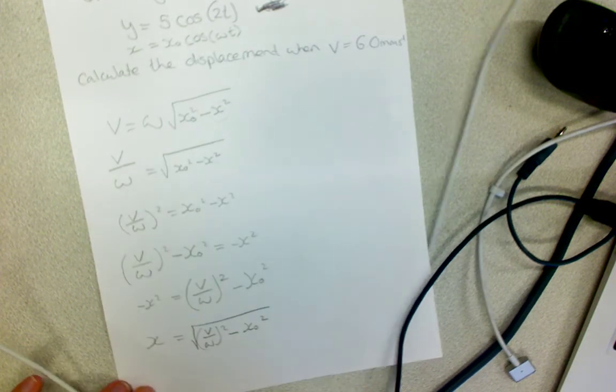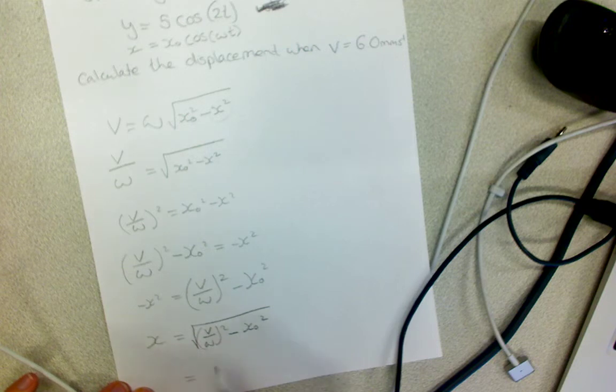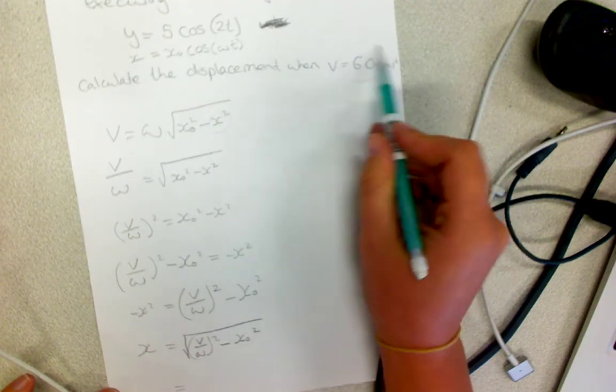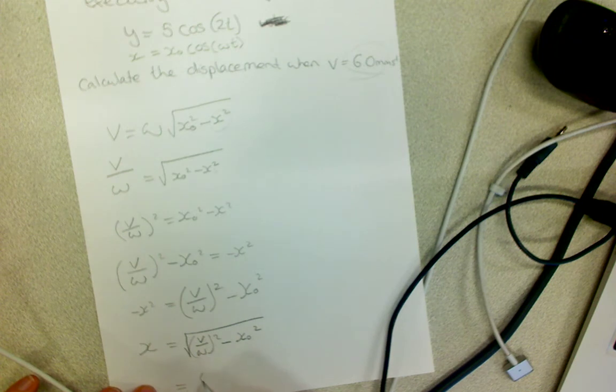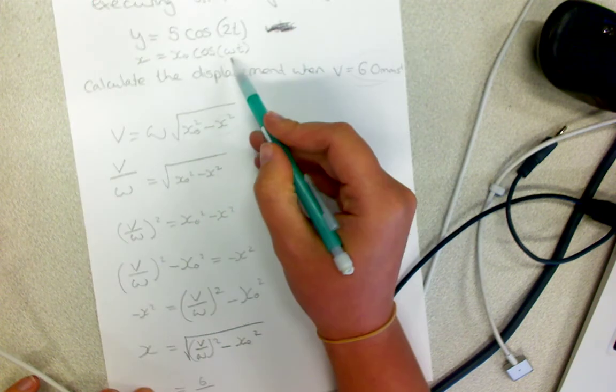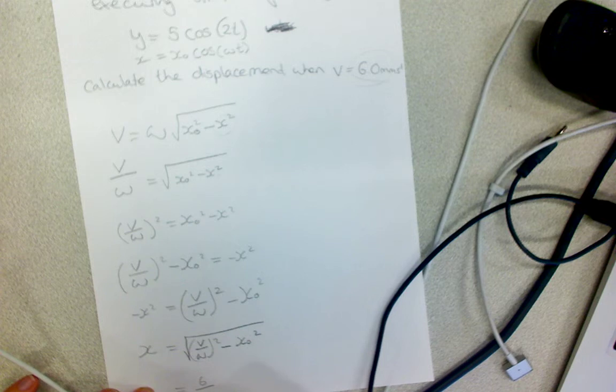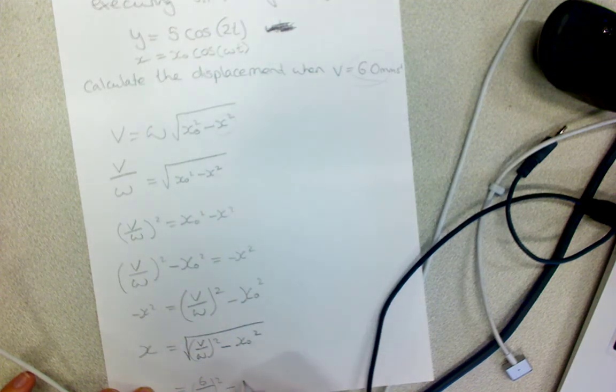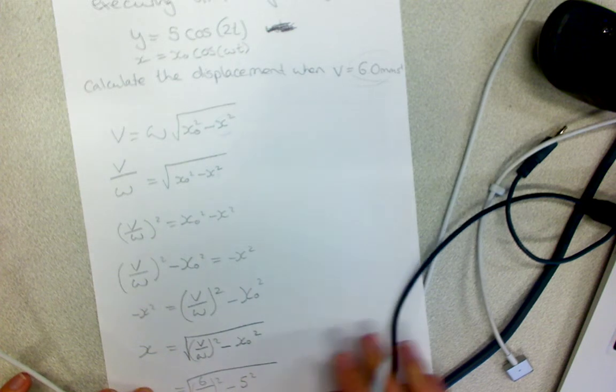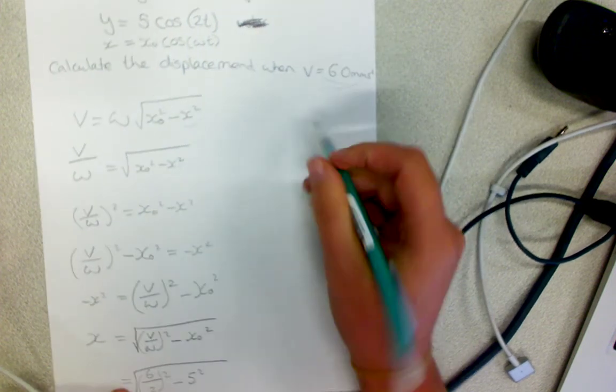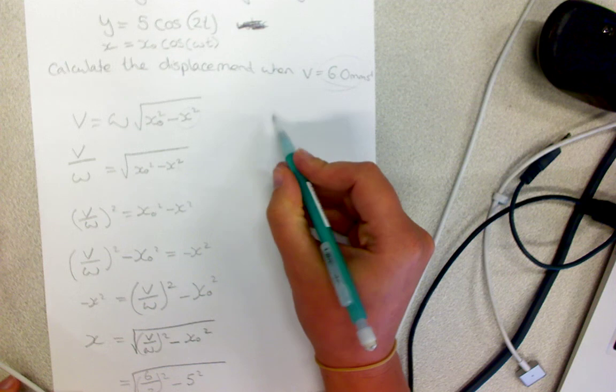Okay, and then once you've got that, we can plug in our numbers. So v, they gave us in the question, was 6, our velocity. So 6 over omega, omega is just 2, all squared minus x naught squared. So x naught is 5 squared. And then you have to square root the whole of that. Okay, I'm running out of space, so I'm going to move over here with my calculations.